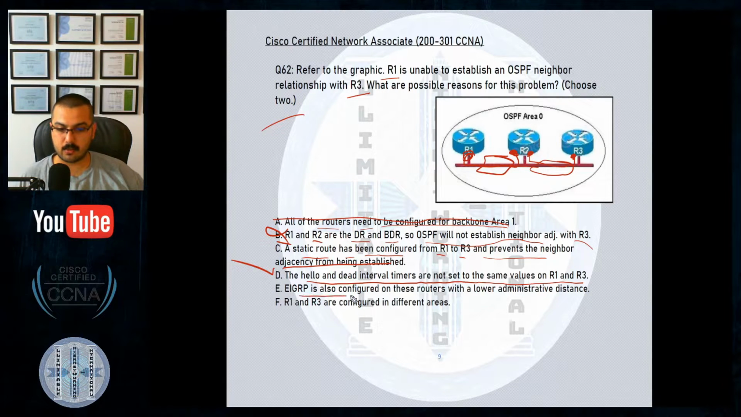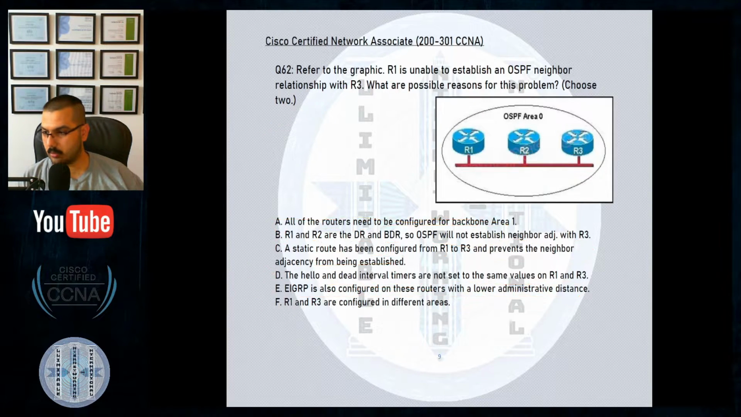Or an EIGRP is configured with these routers with a lower AD. So what? This will affect the routes to be installed in a routing table, not the neighbor relationship. Finally, R1 and R3 are configured in different areas. Absolutely. That is a possible reason. Okay, so that would be DNF for question number 62.